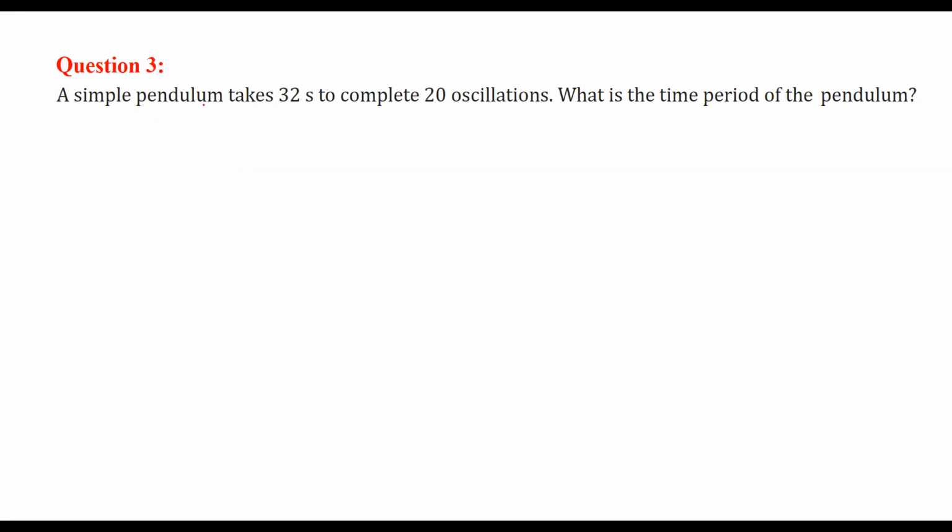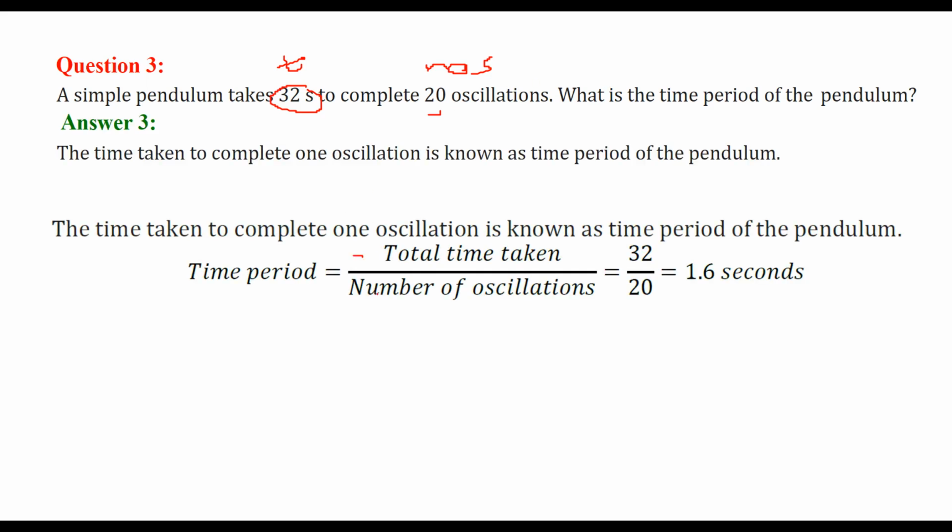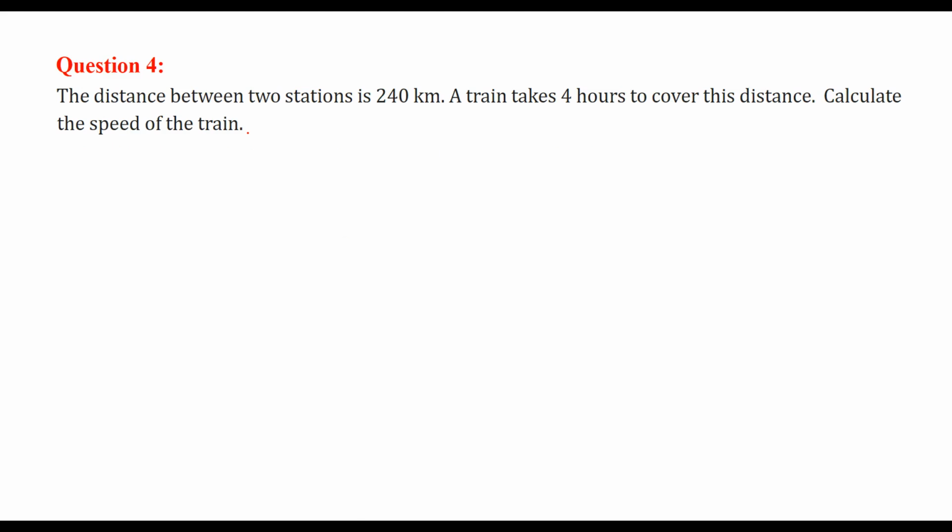A simple pendulum takes 32 seconds. This is the time being given to complete 20 oscillations. So these are the number of oscillations, let me write it as NOS. What is the time period of the pendulum? So time period is equal to total time divided by the number of oscillations. As given in the question, total time is 32 and number of oscillations is 20. Dividing them, we get 1.6. So this will be 1.6 seconds.